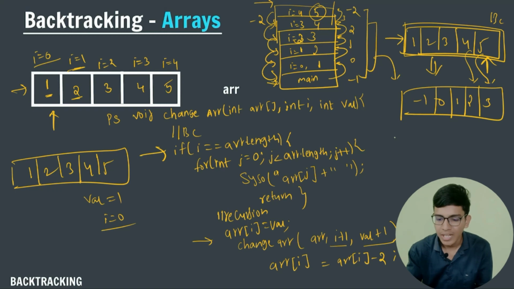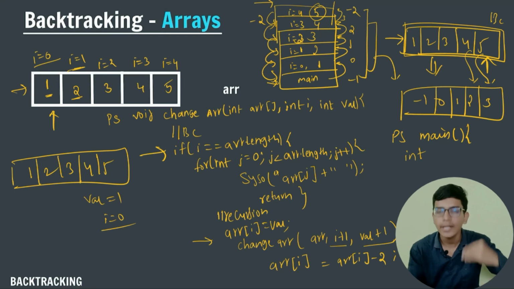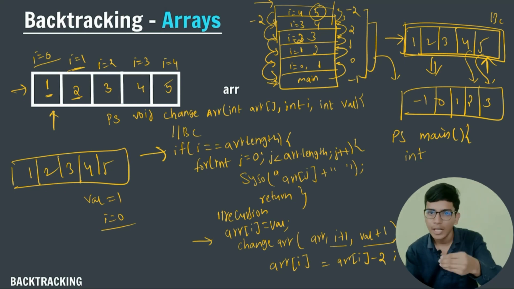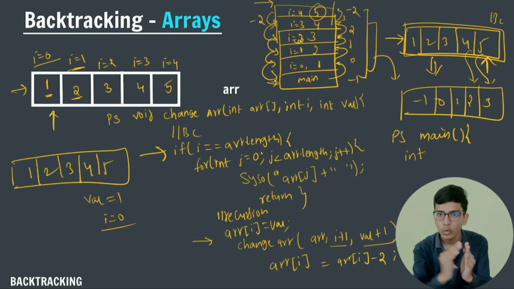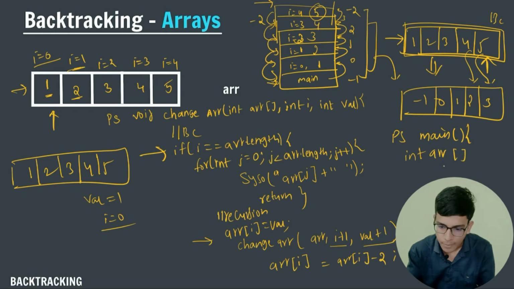In the main function, this is my main function, public static main. First of all I need to create my array. I am creating a new array of size n, and all the elements in the array are initialized with 0 initially. After that I am calling my function and putting in the values until I reach my base case. When I reach the base case, I am backtracking and reducing the value by 2. So this is the concept here. In the main program I am creating my array, int arr equals new int of size 5.